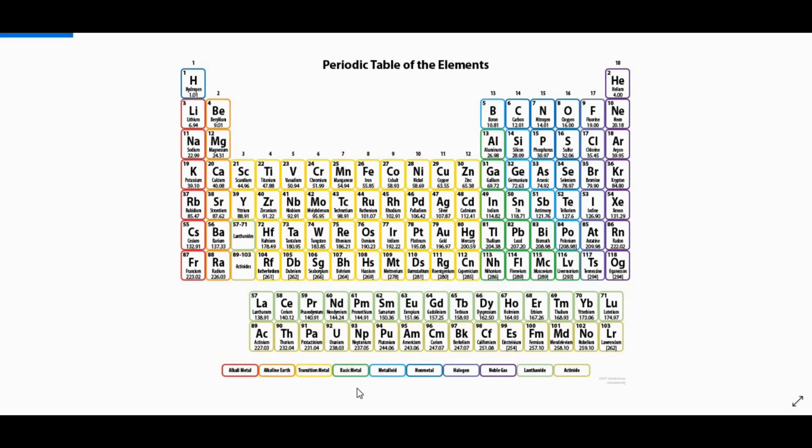And this one also has a key. It also has a key for us to be able to see which colors represent which group. But if we go back just before grade 8, we will notice that in grades 5, 6, and 7, we learnt that elements can be classified into metals, non-metals, as well as semi-metals, which we see here.